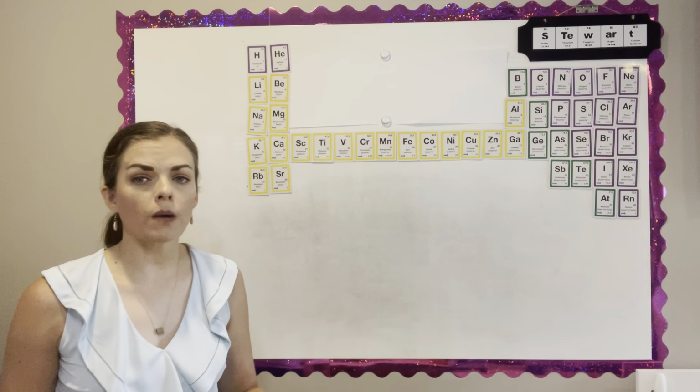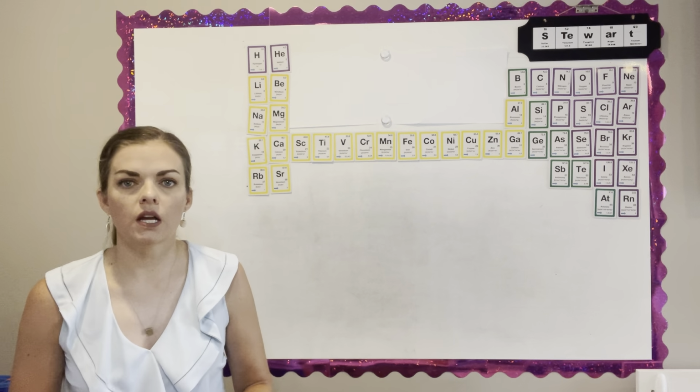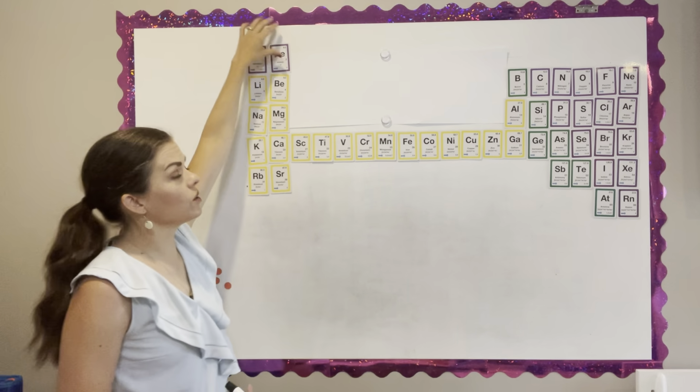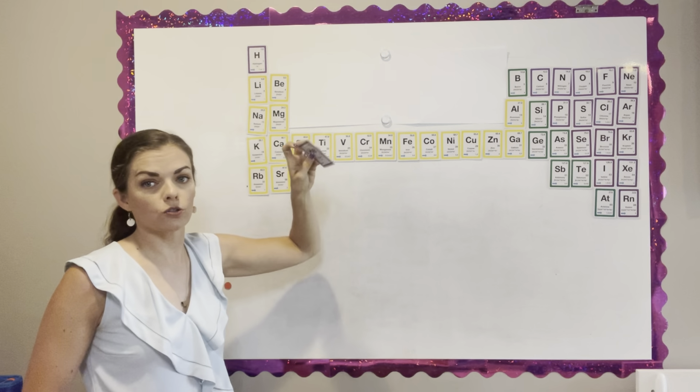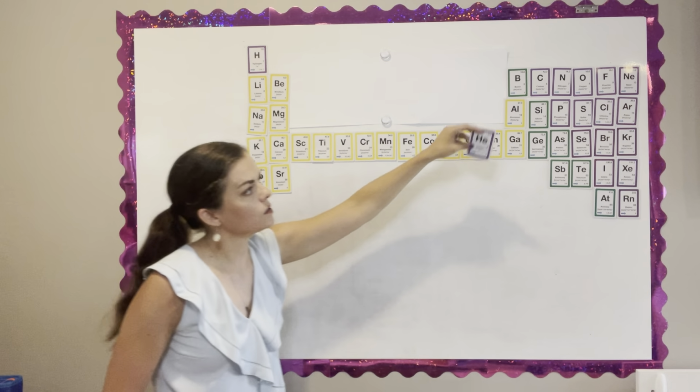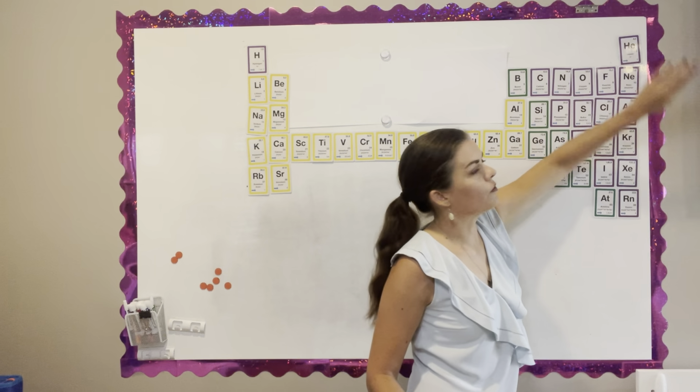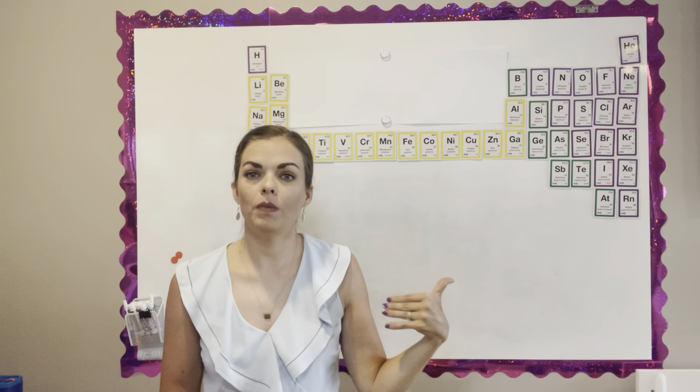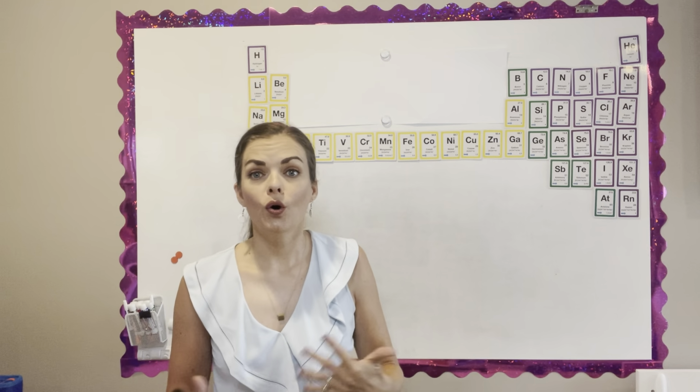The next part of the chapter talks about trends in the periodic table. And you're going to see on your periodic table in the book, when they talk about trends, they actually take helium and they move it over here because the trends work better with helium over there.